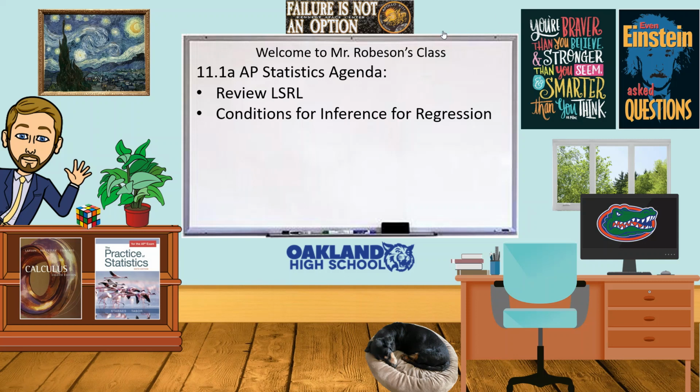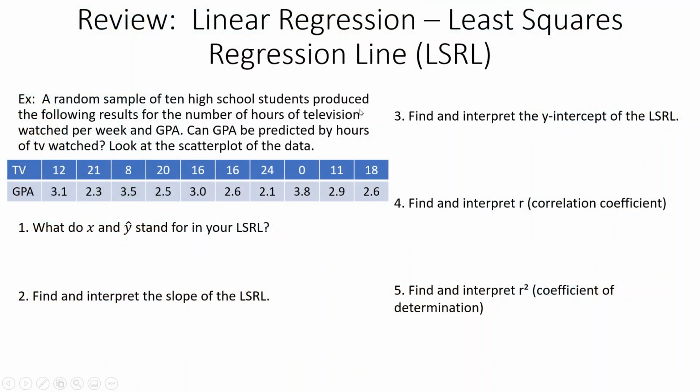We're getting towards the end of things, so we're doing linear regression here. We're going to start doing inference for linear regression, so we're going to do a little bit of review first, and then we'll go over what the conditions are, which are a little longer and a little more complicated than the other conditions for the proportions and for means. All right, so first up, linear regression.